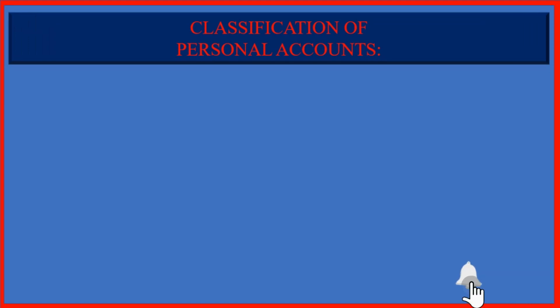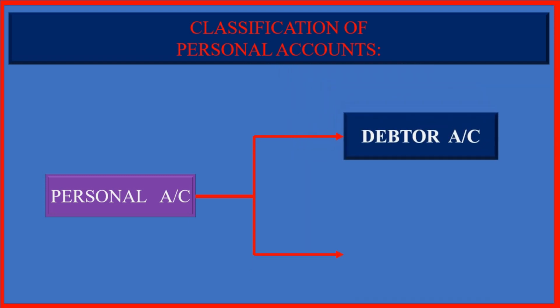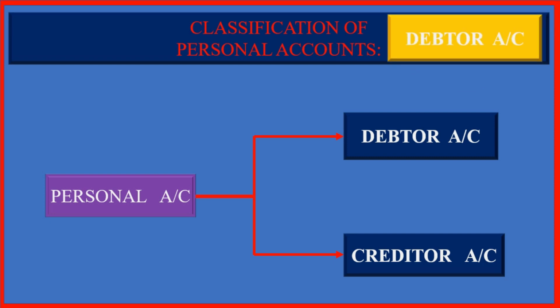Now, in this case, we are looking at classification of personal accounts, whereby the diagrammatic expression below summarizes what's all about personal accounts. So we have two groups or two classes. Number 1, we have got debtor account. Number 2, creditor account. So in this lesson, we are focusing on the debtor account.